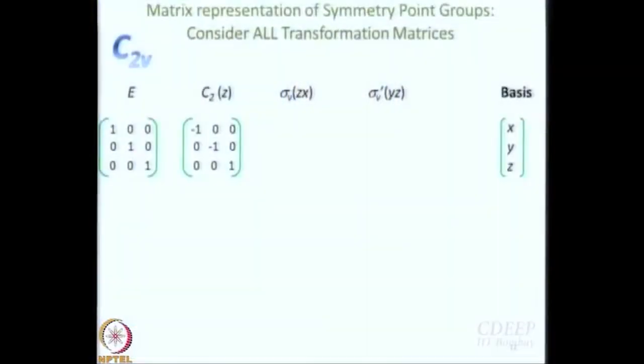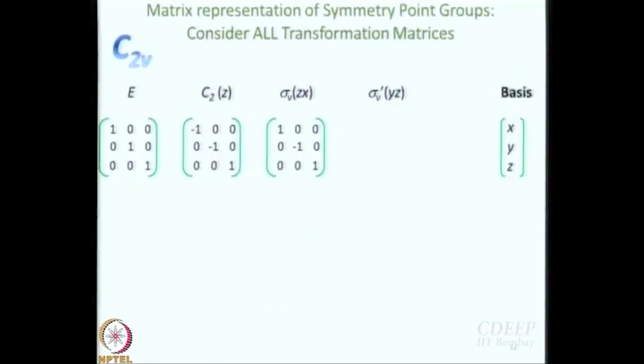Fine. Moving on, sigma zx. Z and x are on the plane, so they are not going to change sign. What about y? Y becomes minus y. What is the matrix? 1, 0, 0, 0, minus 1, 0, 0, 0, 1. All right? Once again, no mixing. Why? Because you are taking ZX.